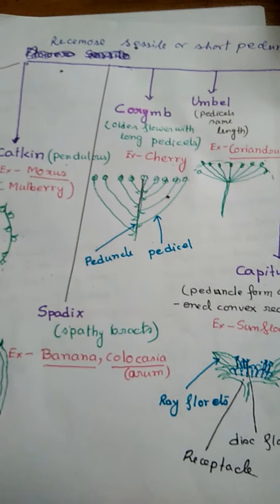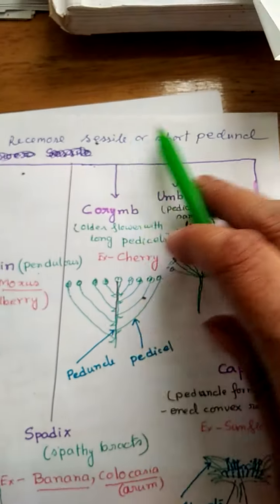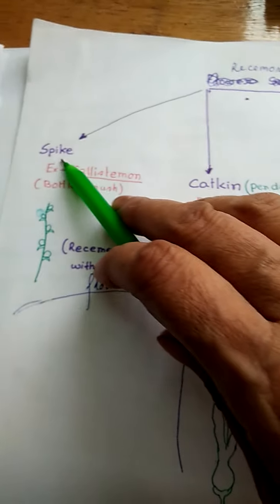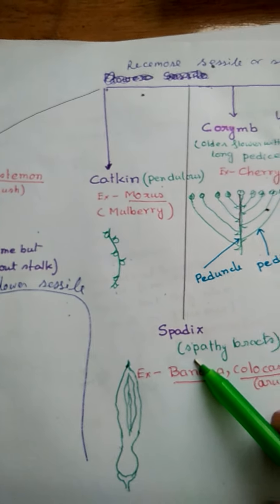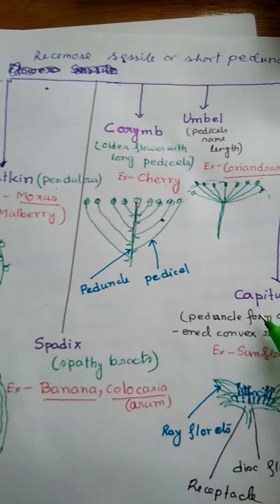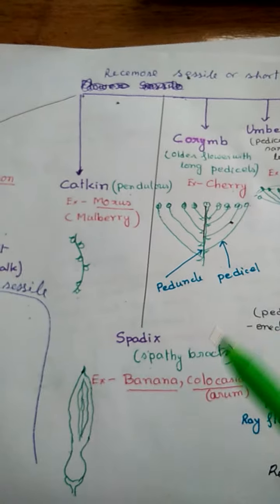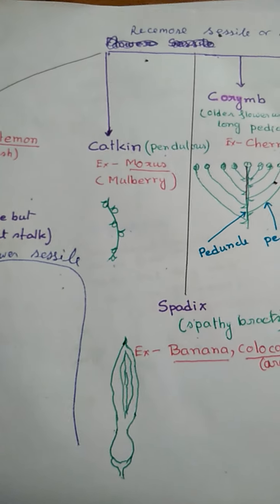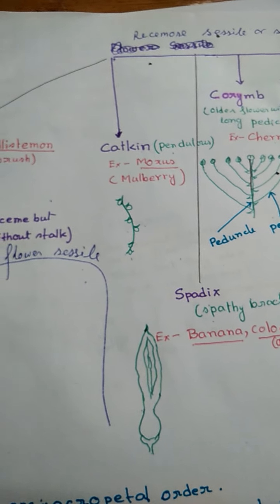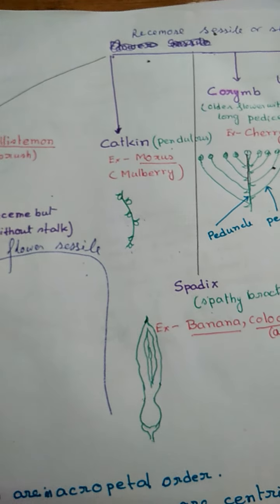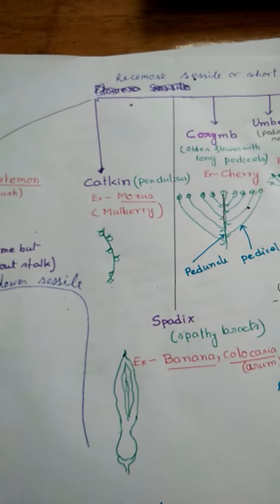First one is raceme, with stalk. Next one is sessile or with short peduncles. If it is sessile, then spike, catkin, spadix, without any stalk. In the case of corymb, umbel and capitulum, the stalk is present, but it is short. So the diagram and the example are very, very important. You just try to remember the flow chart, diagram and the example. Okay, that one is important.